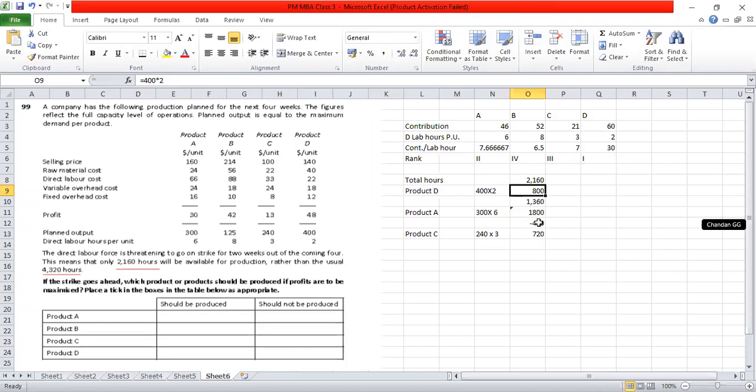So 1,360, and there is no option for the other products. So which ones will be produced? Only 2,160 hours, not 4,320 hours. B and 2,160. So D will be produced.